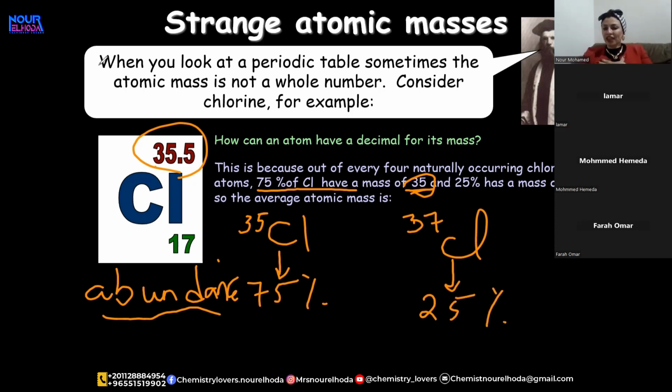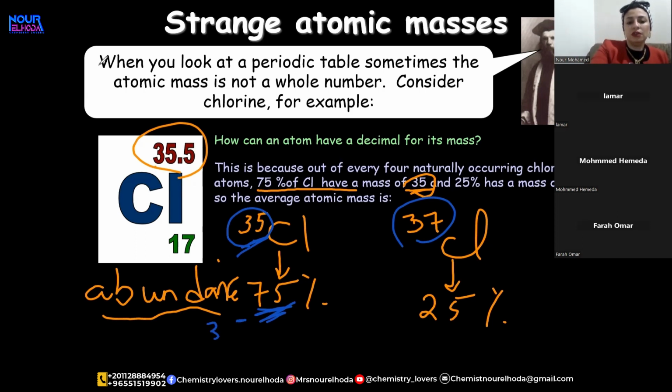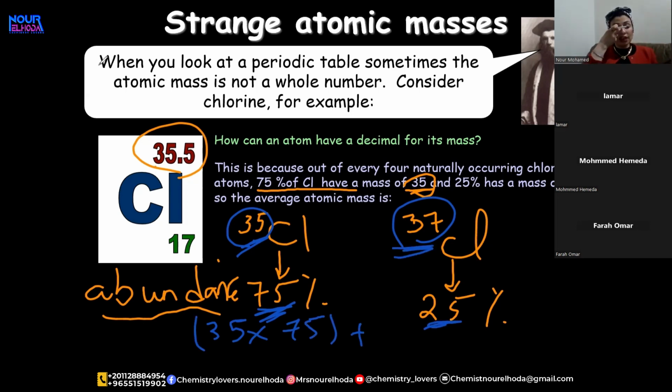So if I want to take the average, I'm not going to take the average between 35 and 37. If I take it between 35 and 37, it's going to be 36, which is wrong. What I'm going to do is 35 times 75 plus 37 times 25, over 100. I will show you now.